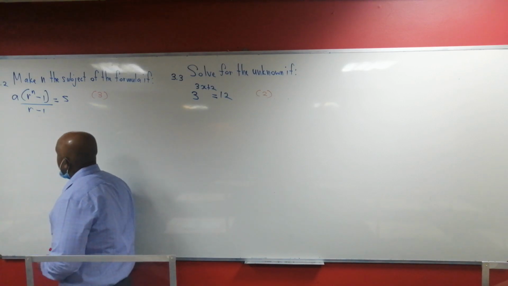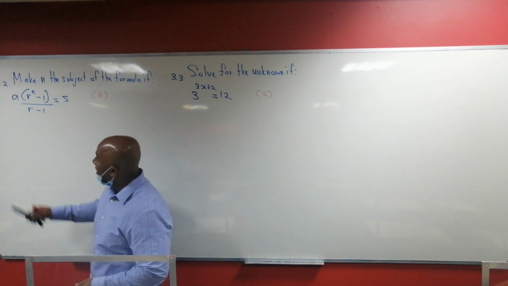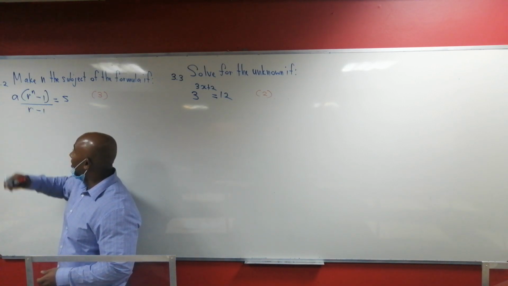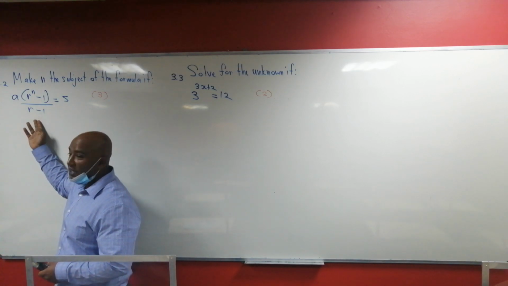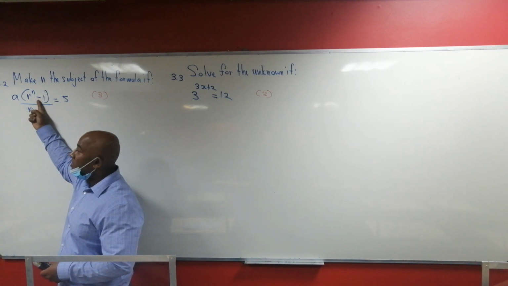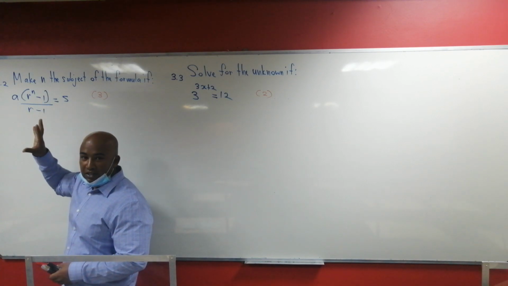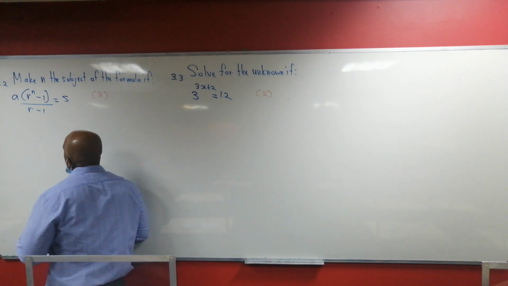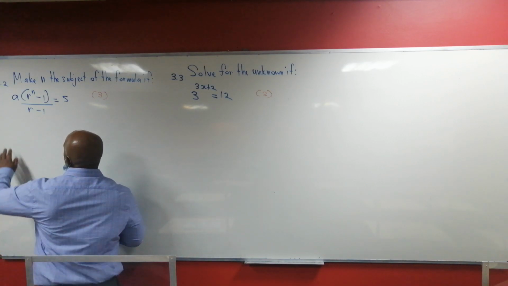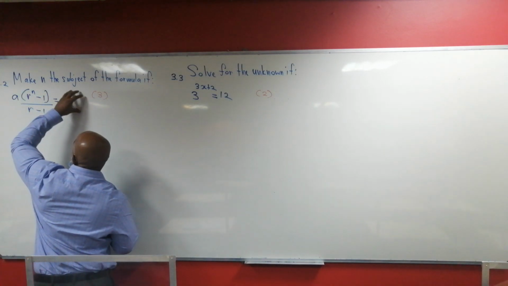Right, so now, what can I do here? I want the term r to the power n alone. So what do I need to do? I need to get rid of the a over r minus 1, and then I also need to get rid of the minus 1. Those are all the things that are preventing me from accessing r to the power n. So what we can do is multiply by r minus 1 on both sides.